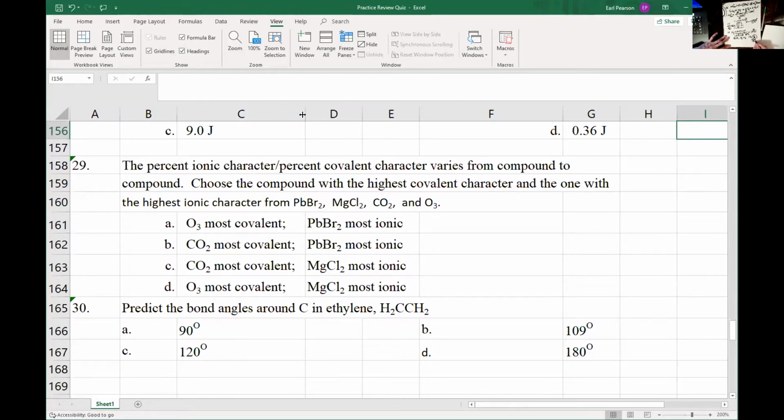Did you see your paper, Dr. Pearson? Yes. So oxygen is the most, ozone is the most covalent. So it's got to be either answer A or D.